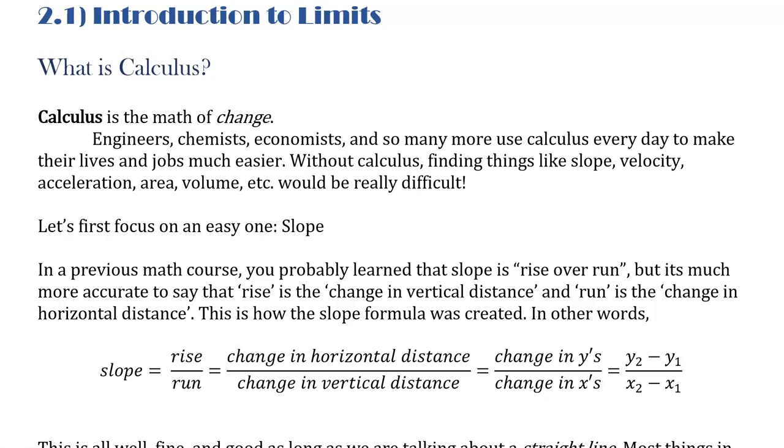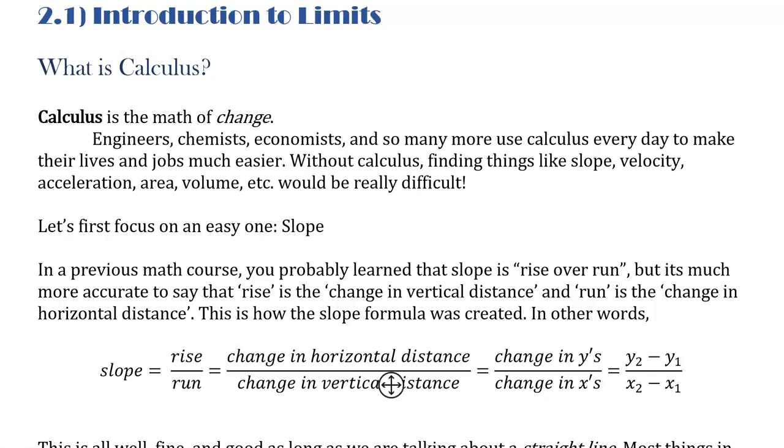So this change in y's over change in x's is the best way to describe slope as its definition if we're talking about general terms. Which is all well fine and good as long as we're talking about a straight line. So we can connect 2 points as a straight line perfectly easily and there's no problems. The slope formula works. But most things in real life are not straight. So what if we wanted to find the slope of a curve?